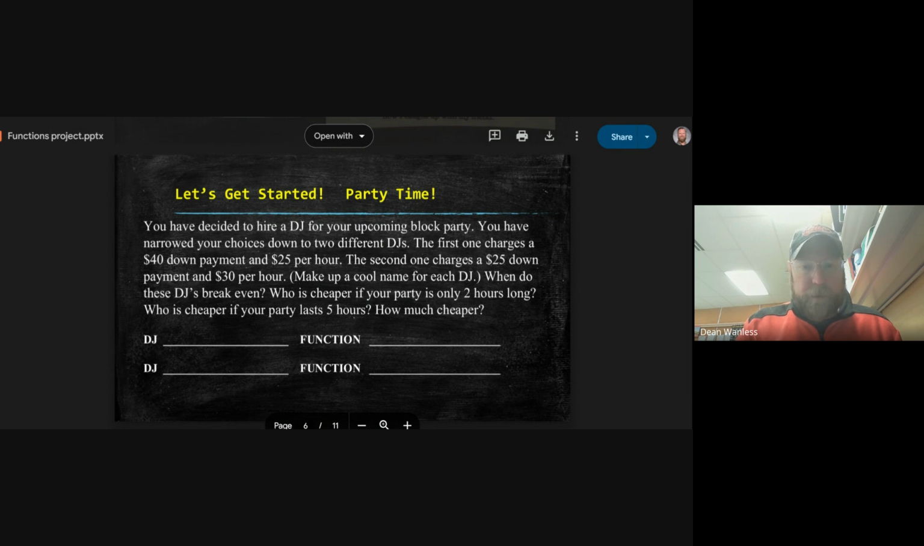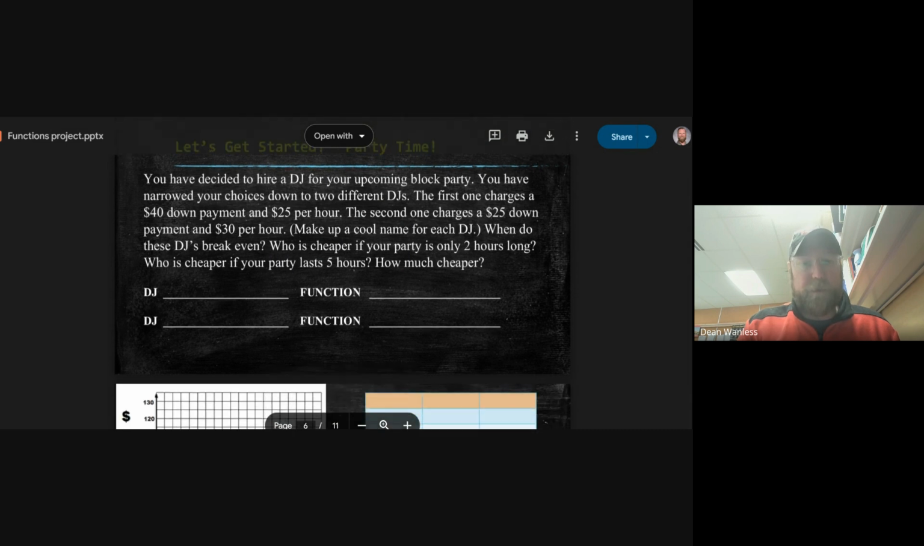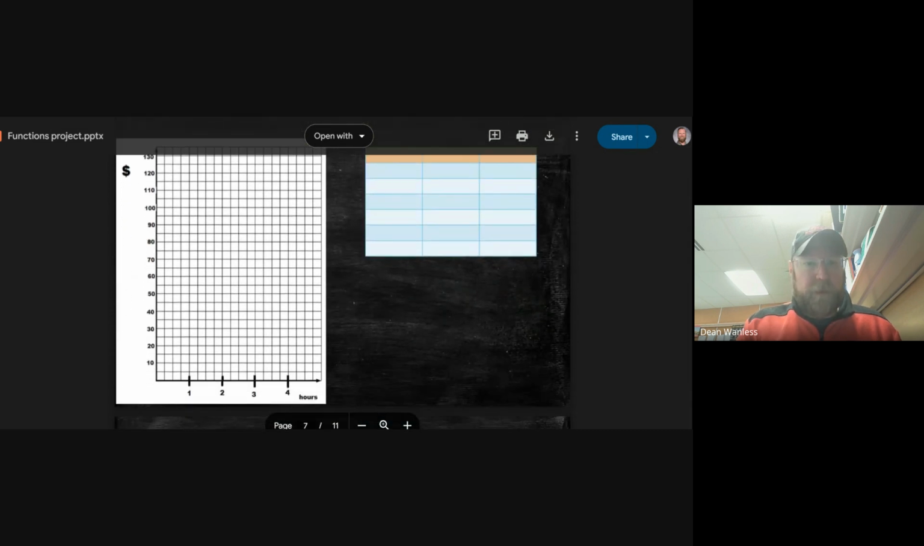You can make a cool name for each DJ. When do these DJs break even? Who is cheaper if you only party 2 hours long? Who is cheaper if your party lasts 5 hours long? How much cheaper? So once again, this will be on the sheet of paper that I give you.